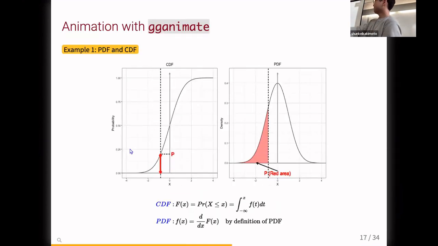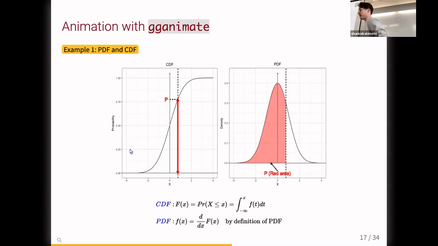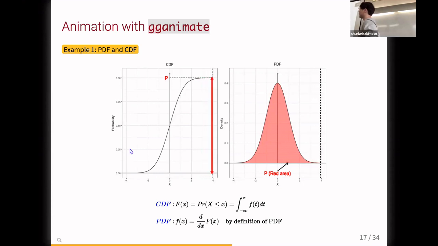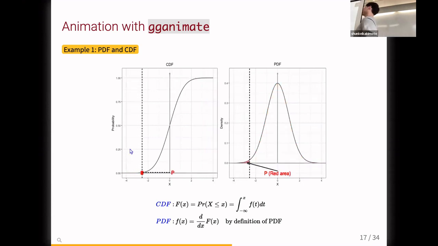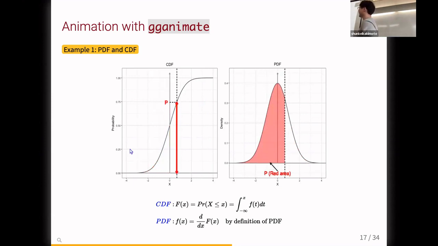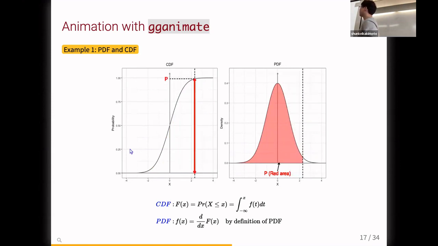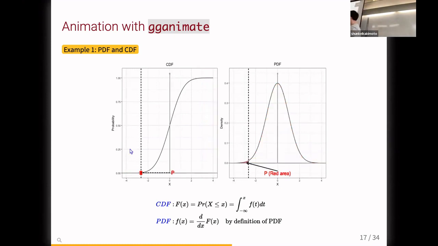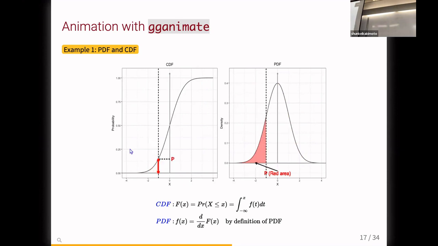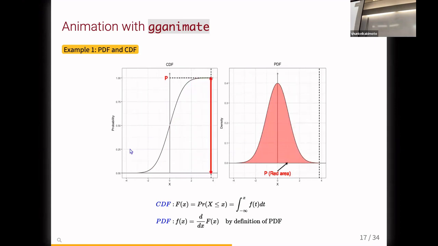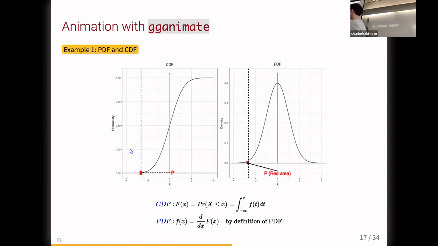One big advantage of using HTML browser-based slides is that you can introduce dynamic animation. Here I created an animation to explain the relationship between the probability density function and the cumulative distribution function. Normally we write the CDF and PDF with equations, right? The CDF is the integral of the PDF, and the PDF by definition is the derivative of the CDF.